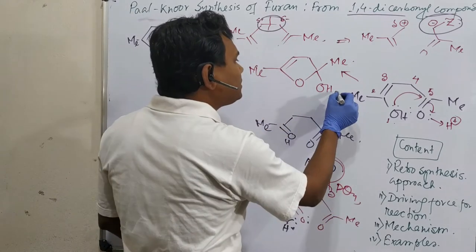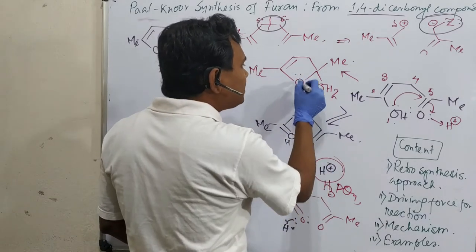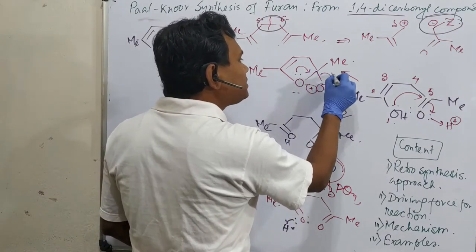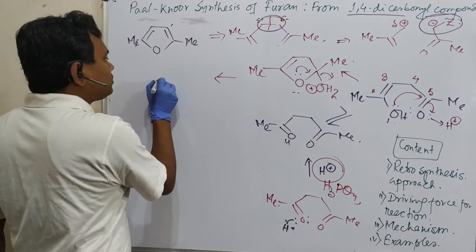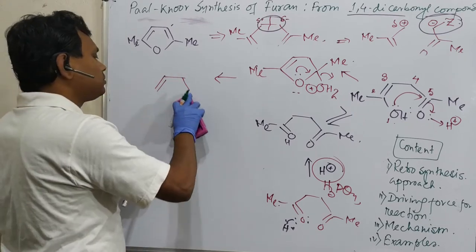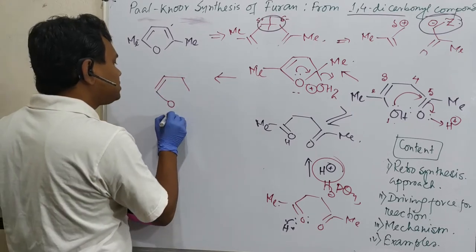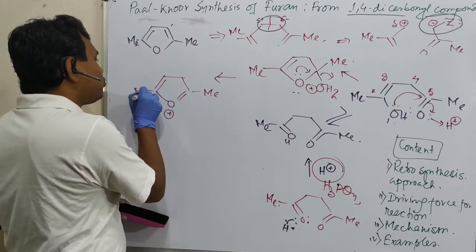Okay, so what happened? It becomes OH2 plus in presence of acid. So if it is this, then it can push and it can go. Okay, so this, sorry, no double bond here. So this is having O plus double bond. This is the methyl.